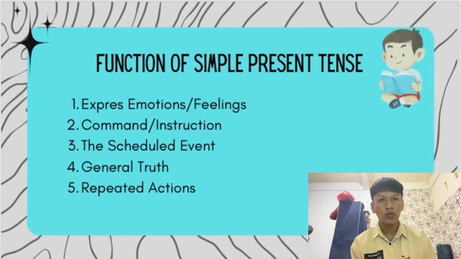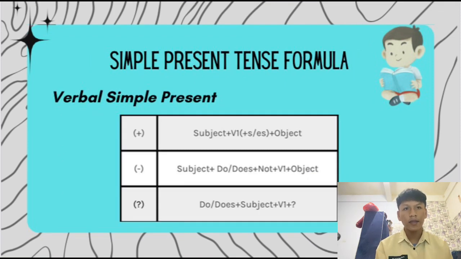The next is, what is the function of simple present tense? There are 5 functions, such as expressing emotion or feelings, command or instruction, the schedule event, the general truth, and the last one is repeated action. The next is the simple present tense formula. In simple present tense, there are 2 formulas, such as verbal simple tense and nominal simple tense.